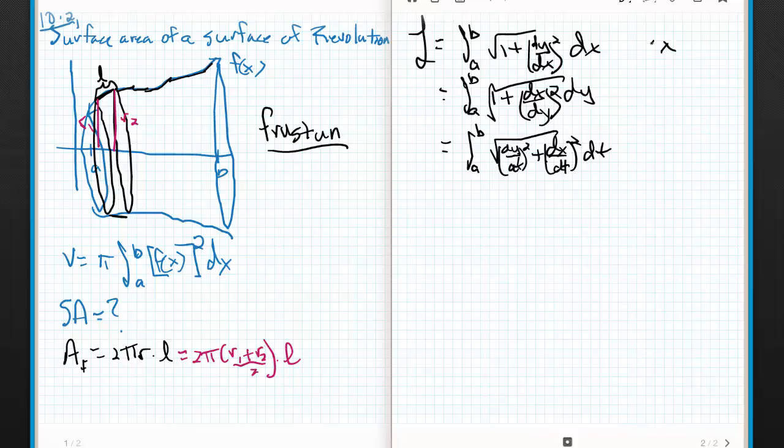And this is for x between a and b. This is for y between a and b. This is for a function of y. And then this guy is for t between a and b if it's parametric.